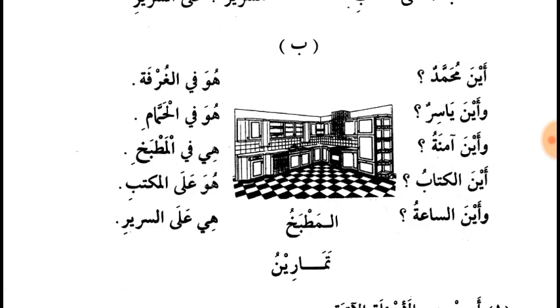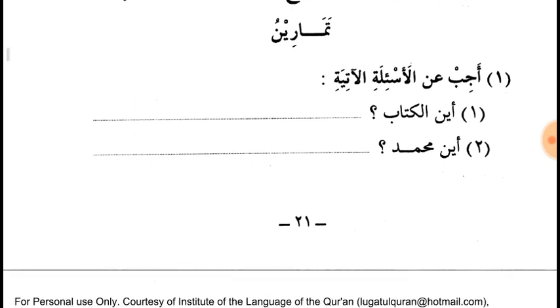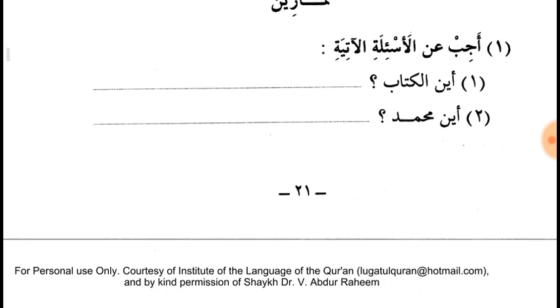أين الكتاب؟ Where is the book? هو على المكتب. It is on the desk. Okay. وأين الساعة؟ Where is the watch? هي على السرير. It is on the bed. Okay. Then we have tamarin mean exercises. أجيب عن الأسئلة الآتية. Answer the following questions. So read the question and answer it.